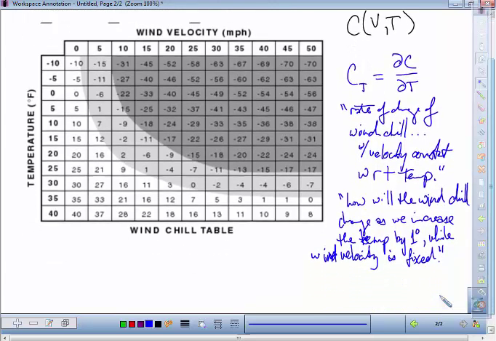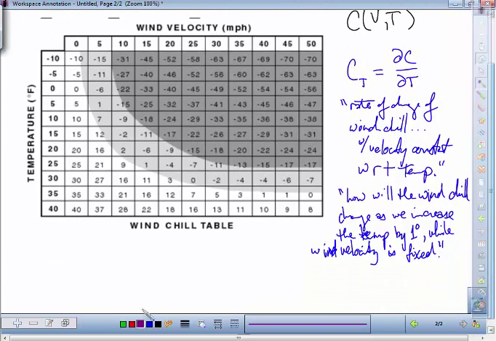All right, so let's see if we can take this idea and find the partial derivative. So what's the partial derivative of the wind chill with respect to the temperature at a specific point? And let me put the specific point at, what's first? V's first. 10, 5.